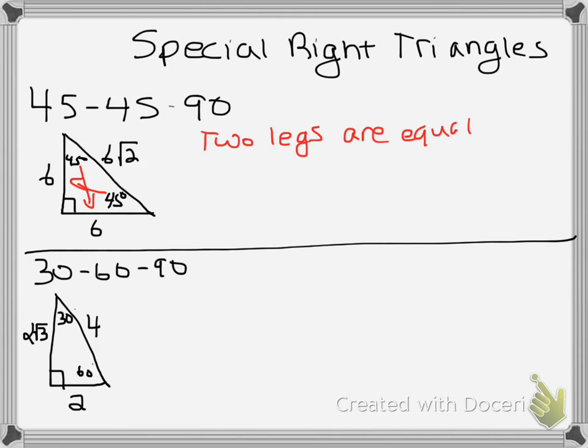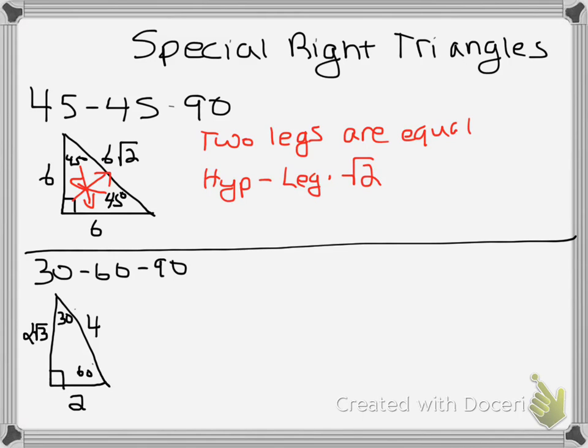Then, if you'll notice, the hypotenuse across from the 90-degree angle is always the leg times the square root of 2. So if your leg is 6, the hypotenuse is 6 square root 2. If your leg is 4, the hypotenuse is 4 square root 2. So this one's pretty simple.